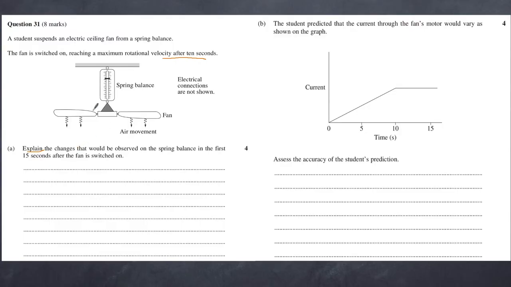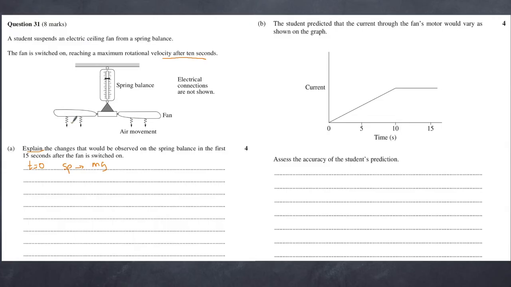Initially, we're going to have a value on the spring balance that is due to its weight. So at t equals 0, the spring balance is going to give us its weight, which is mg. It then starts to speed up.